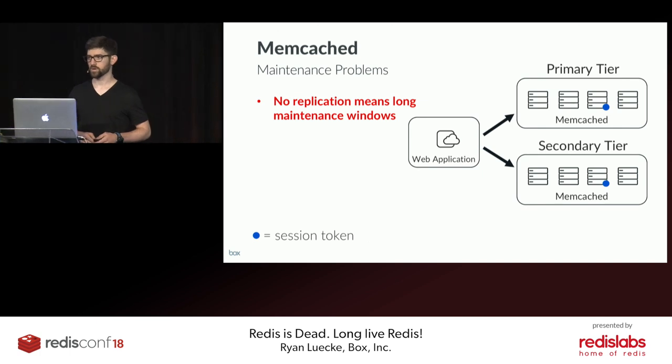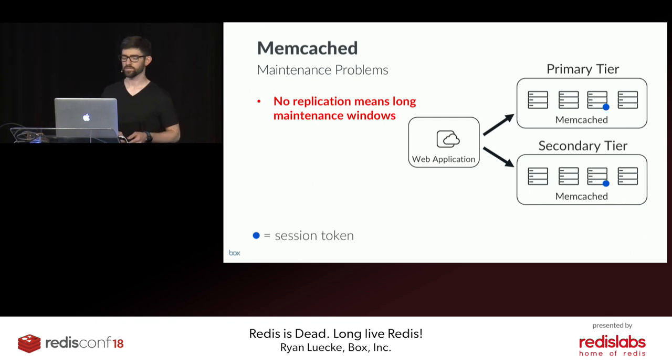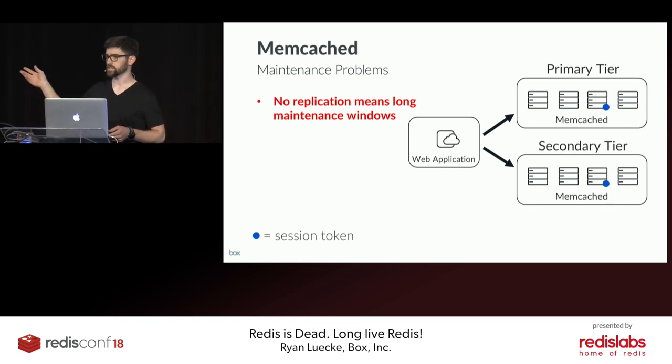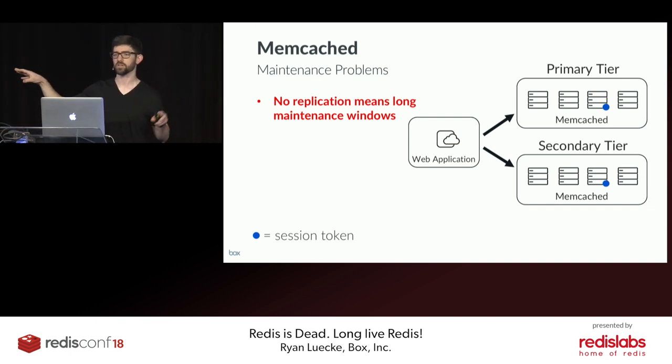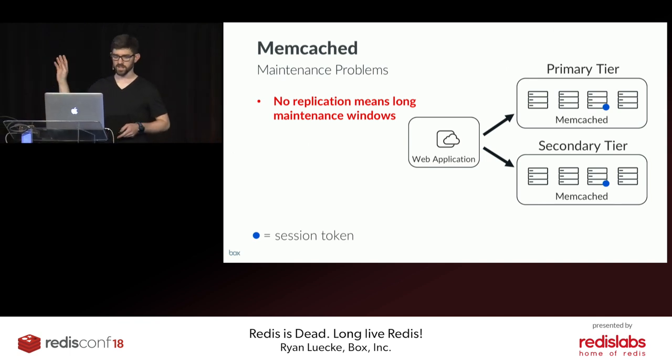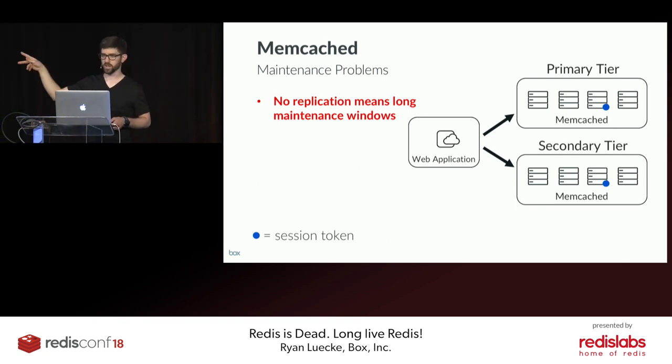But there were some problems, specifically around maintenance. If you imagine that you need to do maintenance on the secondary tier, let's say you're doing kernel patching, you're doing some upgrades, or some hardware failed. So you need to be able to take those nodes out of rotation. And this effectively clears the secondary tier, because there's no way to replicate from one Memcached node to another. So let's say the secondary tier is empty. Now our sessions live only in the primary tier, and we're dual writing them. So now they're being written over again into the empty tier.